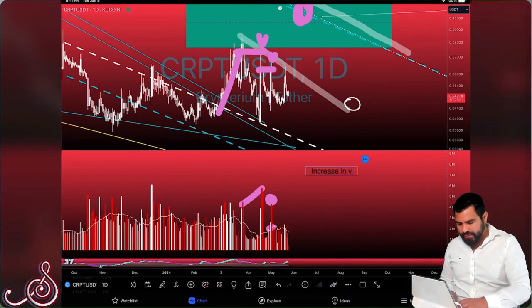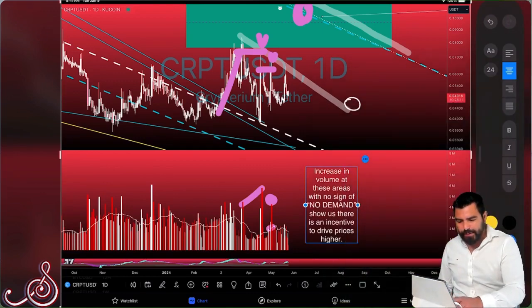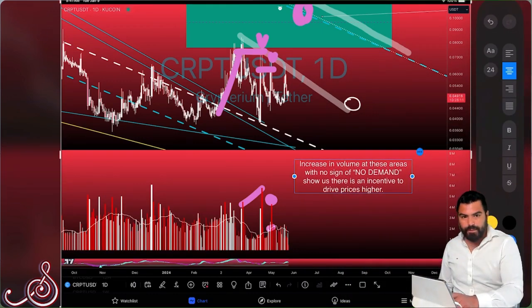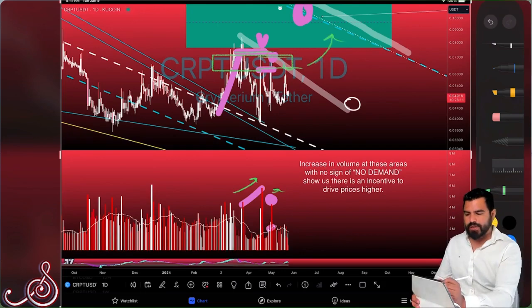Increases in volume at these areas with no sign of no demand show us there is an incentive to drive prices higher. It's not the time to drop this one in a big way. This is going to be dangerous for them to try, or it would be expensive for them to try to drop it at these areas. So this is going to want to challenge higher prices.